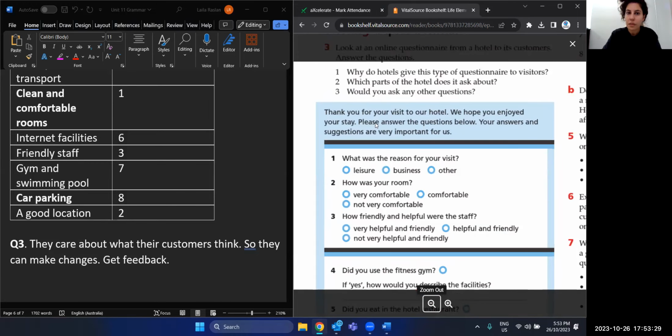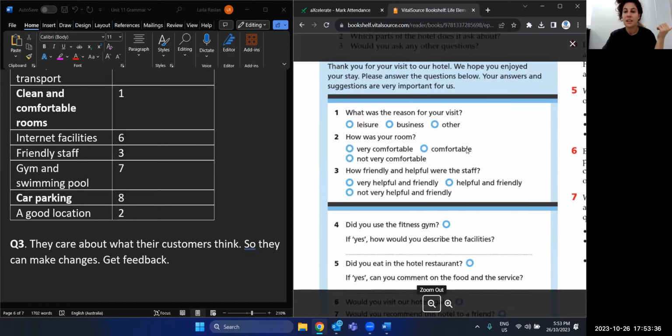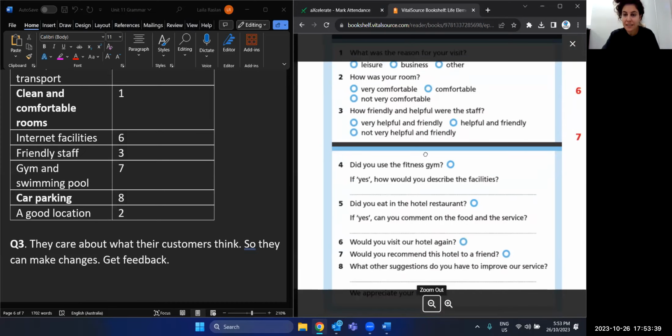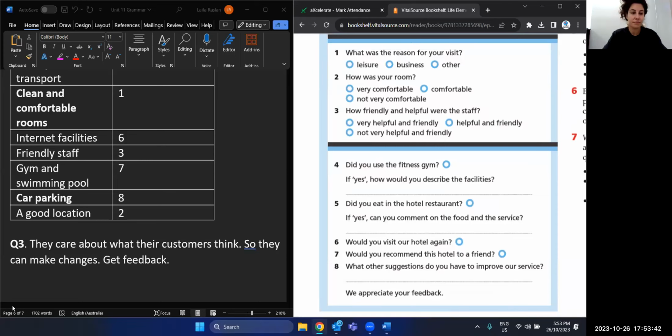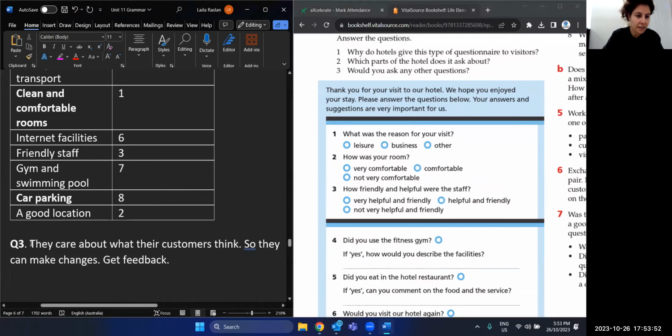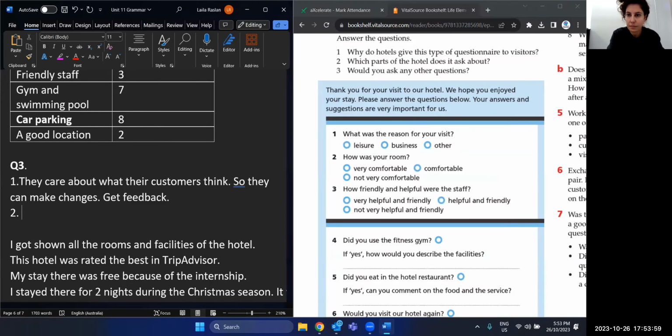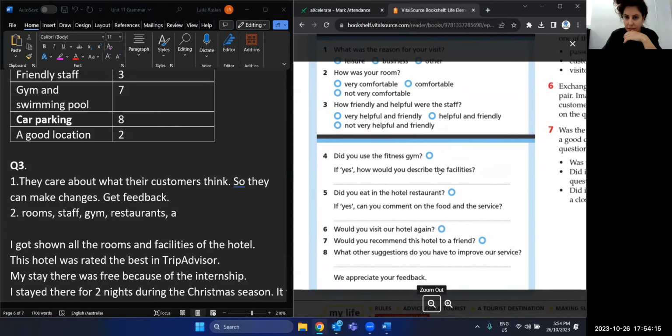So which parts of the hotel does it ask about? It asks about the rooms, the staff, the gym, the restaurant. Yeah. So the answer was, for number 1, I'll put this as 1. So it asked about the rooms, staff, gym, restaurant. Yeah, that's it.